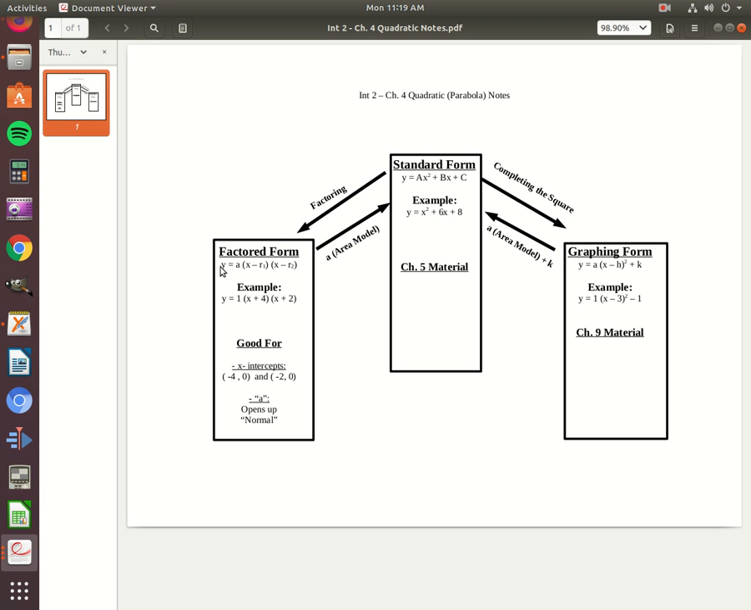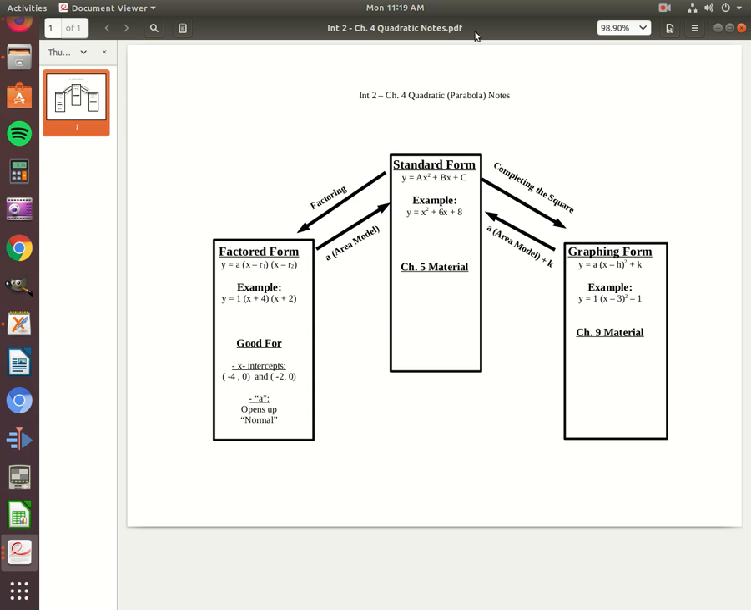We'll do a little bit where we're in factored form. We'll put it back in standard form. But again, we've already done that. That was in chapter 1 where we used the area model to turn it back from the product into the sum. So really, again, the bulk of chapter 4 is putting it into this form and getting our x-intercepts.